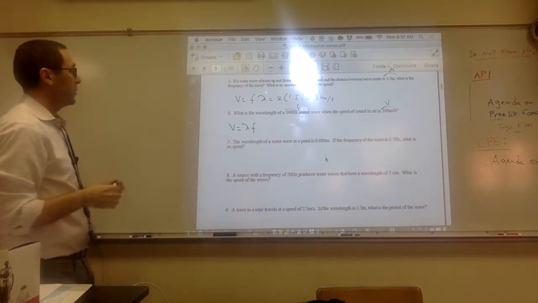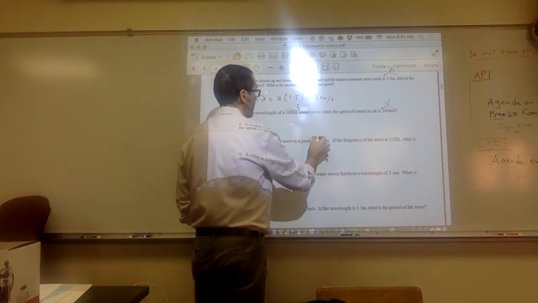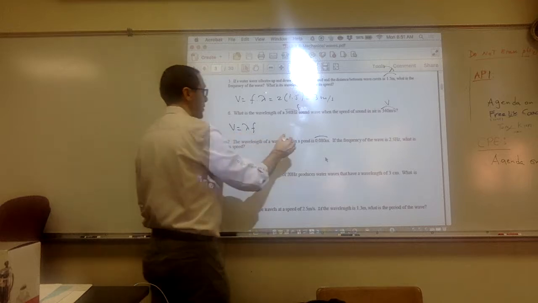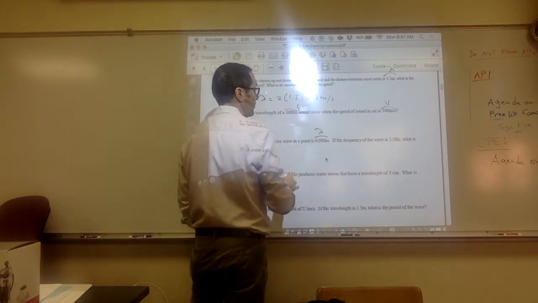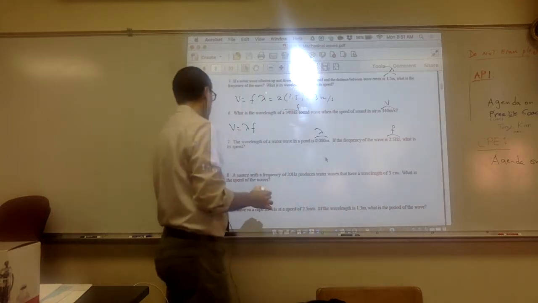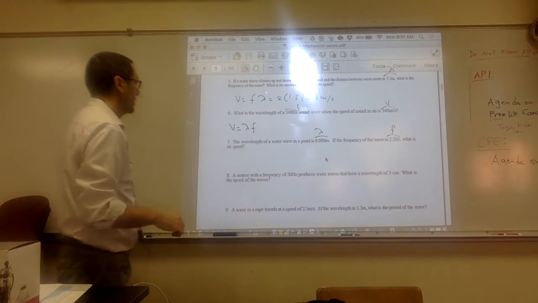The wavelength of a water wave is 0.08 meters. So basically the distance crest to crest is that much, so that's lambda. If the frequency is 2.5 hertz, what is the speed? V equals lambda times frequency again.